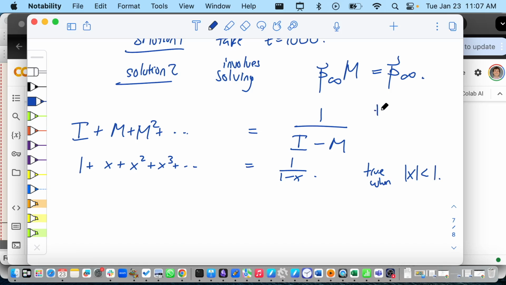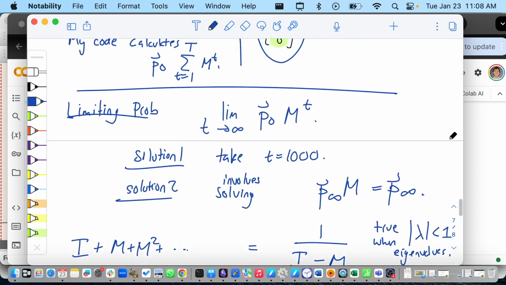This matrix equation, it's true when what? Well, M is not a number. I can't say what the absolute value is, but I can say the absolute value of the lambdas is strictly less than 1. So the eigenvalues. If the eigenvalues are less than 1, then this equation is literally true. Are the eigenvalues strictly less than 1 for the matrix we're looking at? Well, almost all of them are, except there was one eigenvalue which is exactly equal to 1, that steady state eigenvalue.